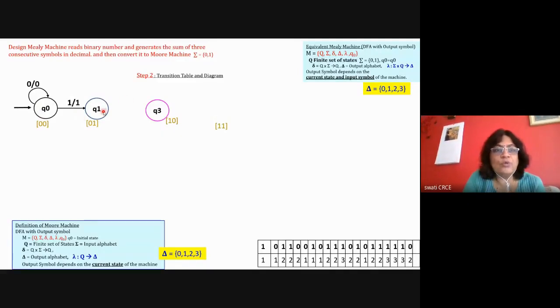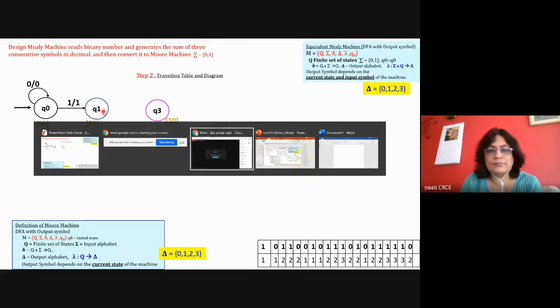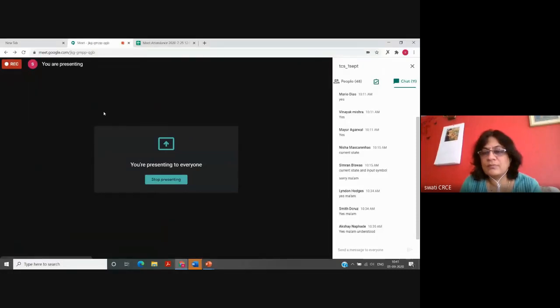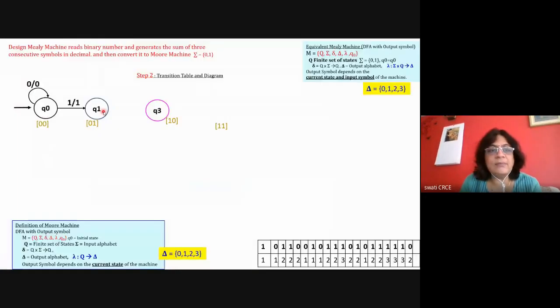Now I will do it for Q1. Can you tell me, in Q1, if there is any 0, where will that transition go? Write down your answers in chat. I'll show you the diagram. In Q1, if there is any 0, what will happen? With 0, 1, it has reached Q1. Now there is a 0, so the last two symbols are becoming 1, 0. What will be the next state and what will be the output? Please answer me.